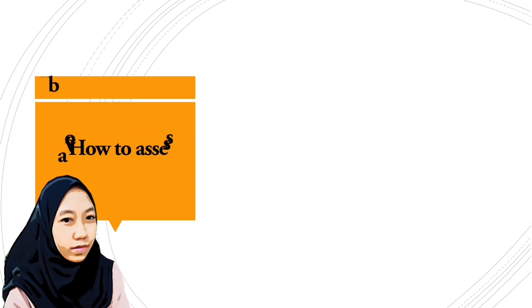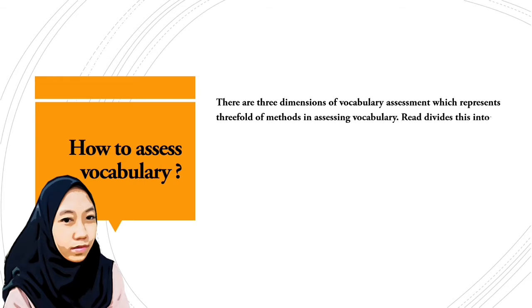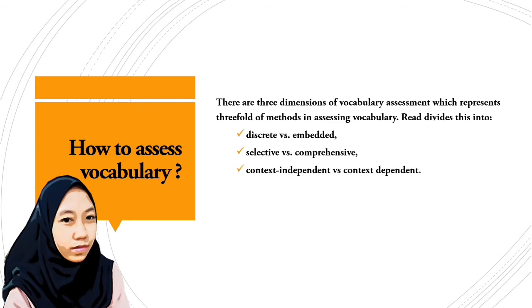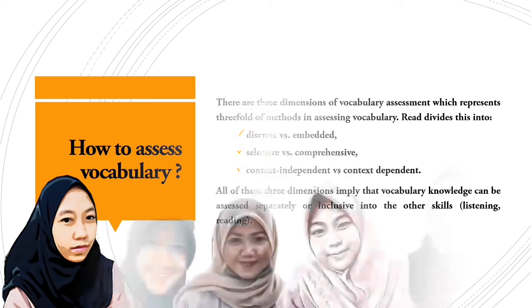Next is how to assess vocabulary. There are three dimensions of vocabulary assessment, which represents threefold of methods in assessing vocabulary. Reid divides this into discrete versus embedded, selective versus comprehensive, and the last is context-independent versus context-dependent. All of these three dimensions imply that vocabulary knowledge can be assessed separately or inclusive into the other skills, listening or reading.